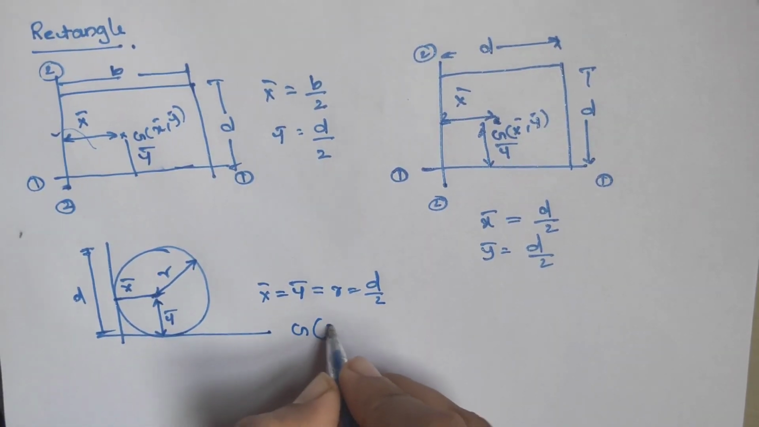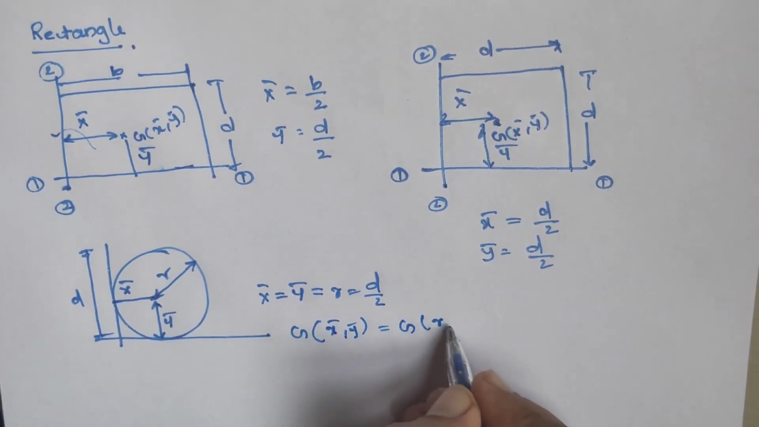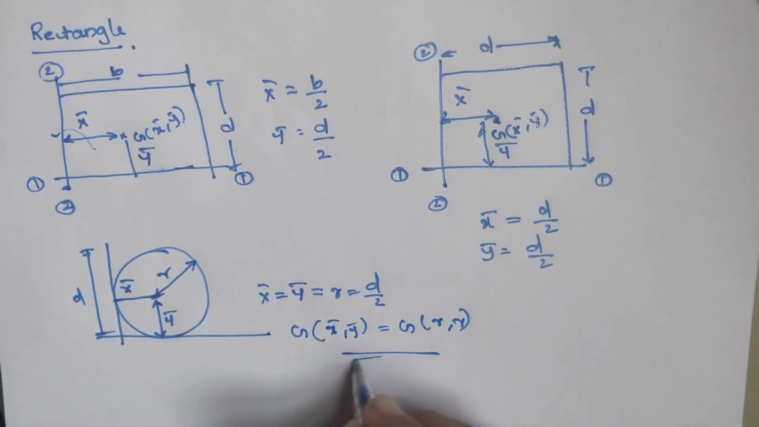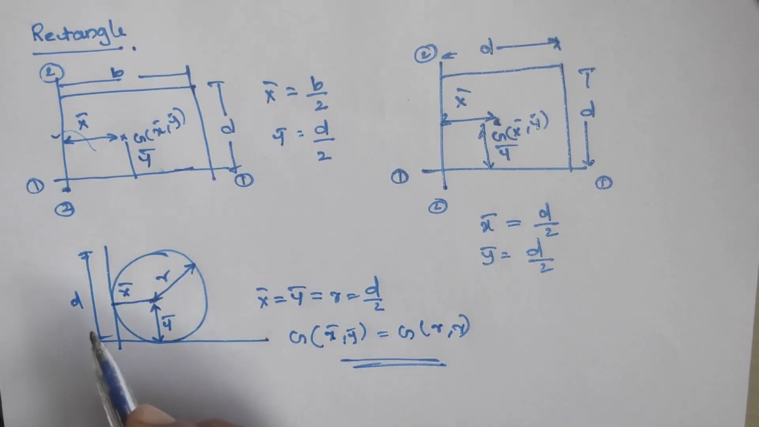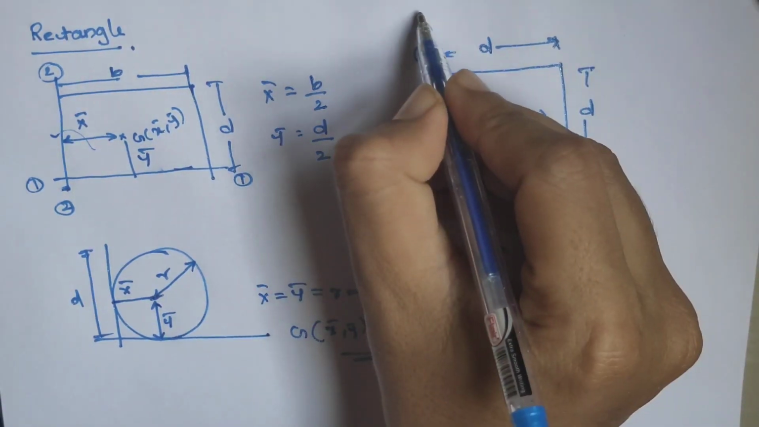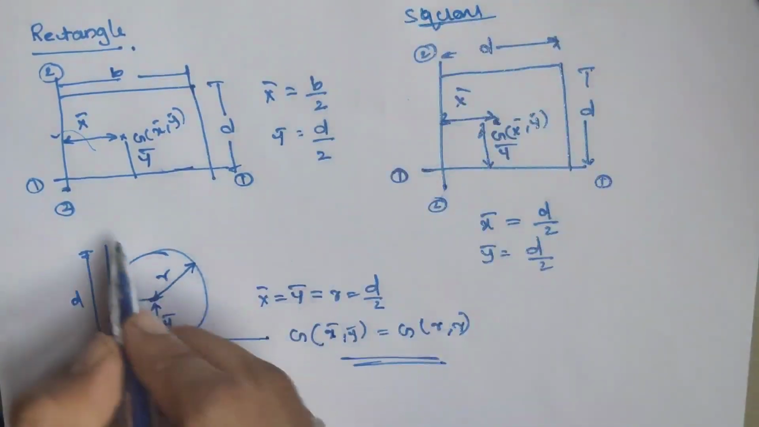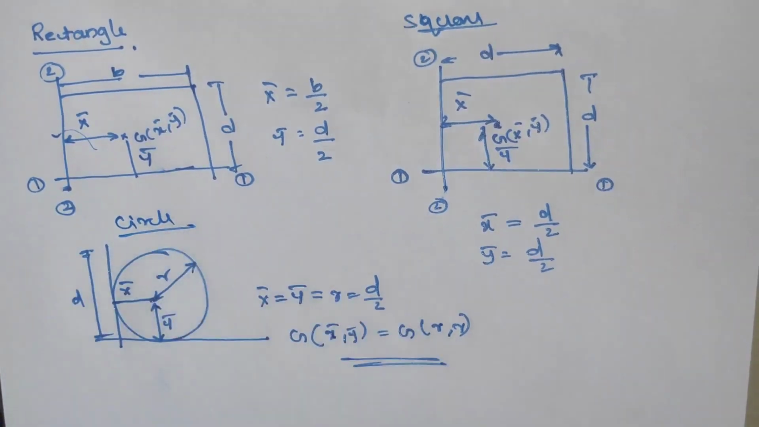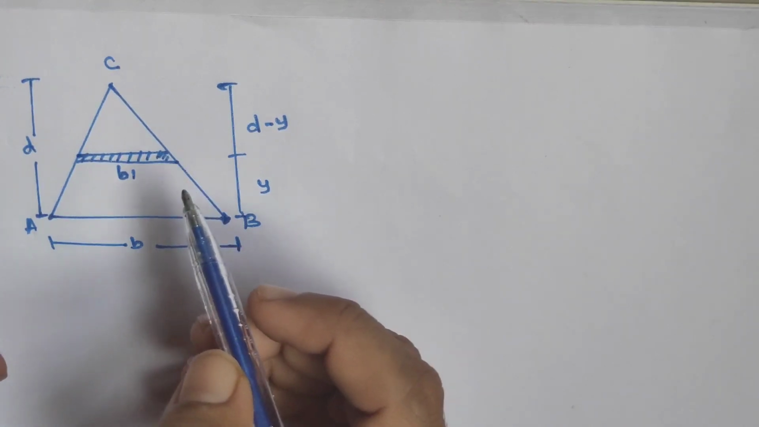Now x bar comma y bar equal to, we can take r comma r, because x bar and y bar equal to d by 2 or radius r. Next we will see about the triangle. Here this one is square and this is circle. Now we will start with the centroid of triangle.